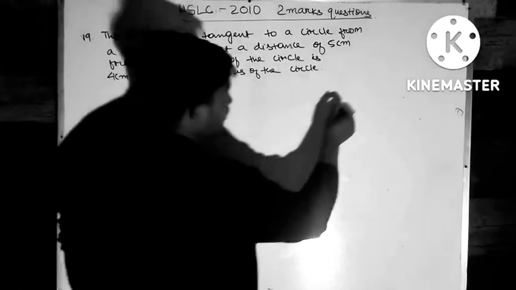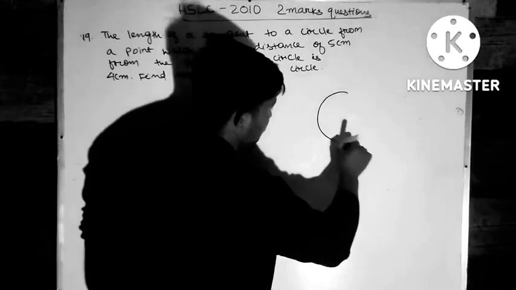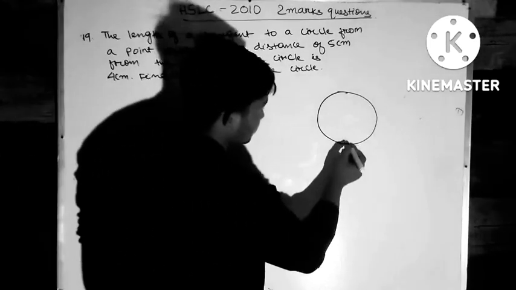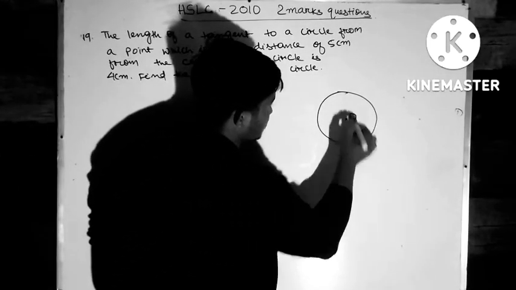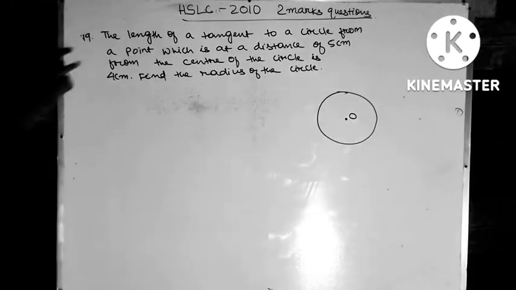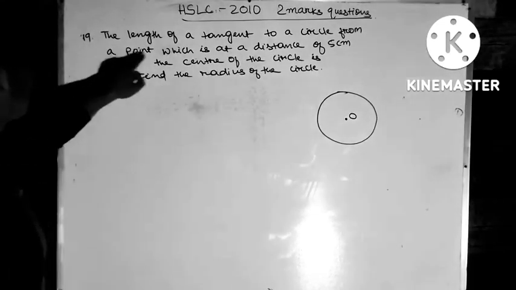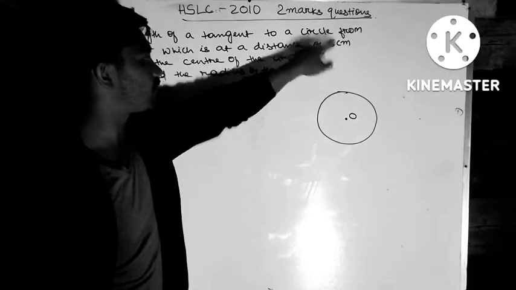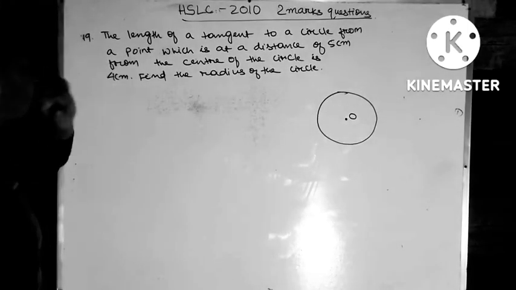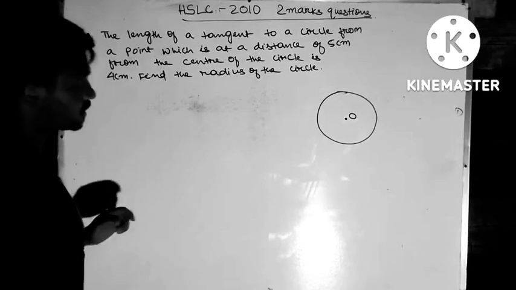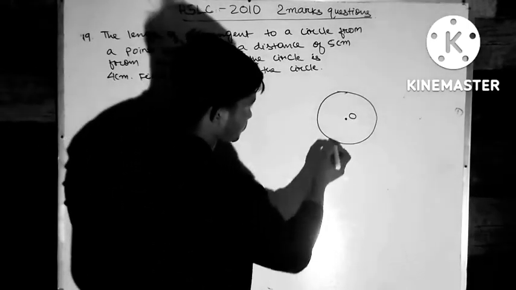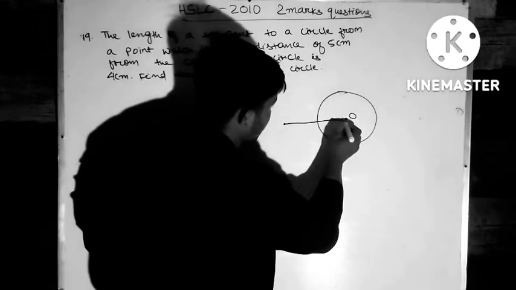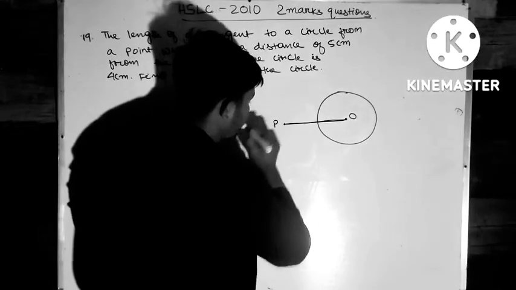So first of all, let us draw a circle. Let's take the center as O. The center of the circle is O. Then what is the question? The length of a tangent from a point which is at a distance of 5 cm from the center of the circle is 4 cm. So from the center there is one point here. Let's say this is point P.